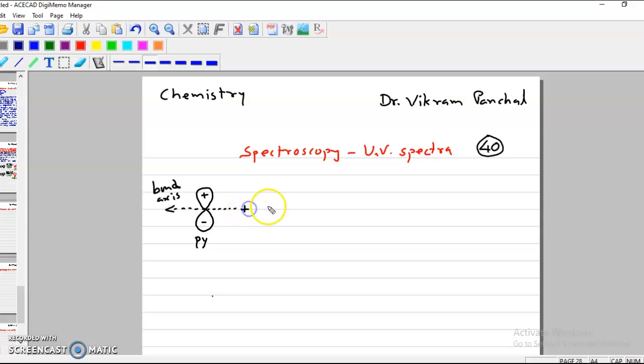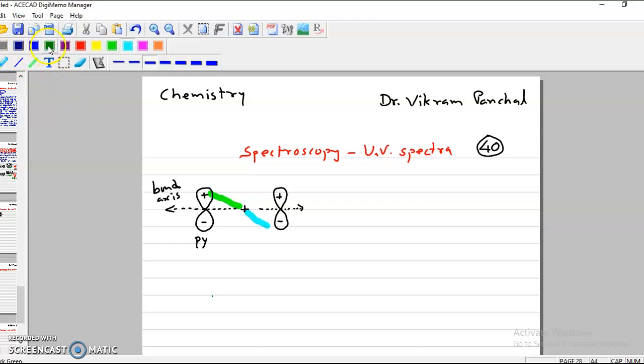And here this will combine with another py orbital which is perpendicular to the bond axis. That means these two atomic orbitals are parallel. Here we will put positive sign, negative sign, and they will combine with each other. Now with reference to this center, if you go in one direction like this, and here you will go here, that means these two have different signs. One side is positive, another side is negative.